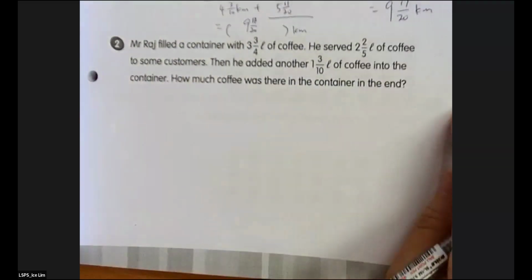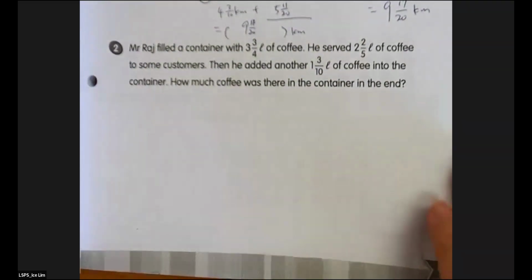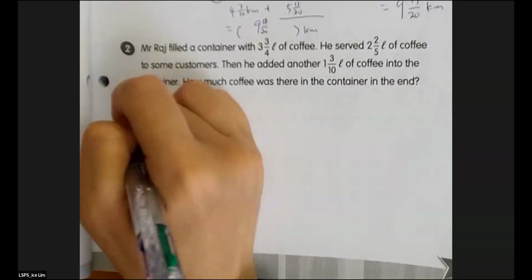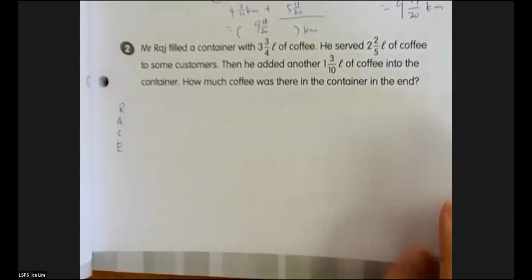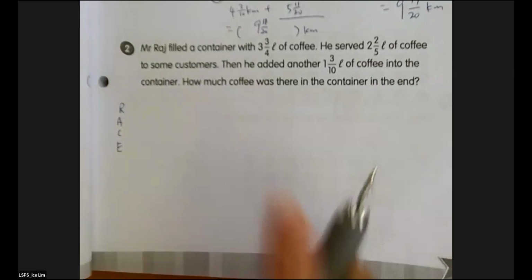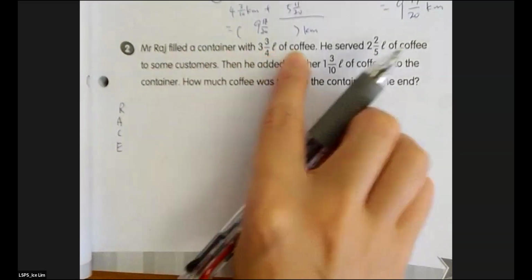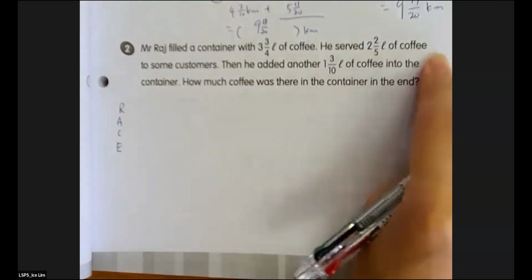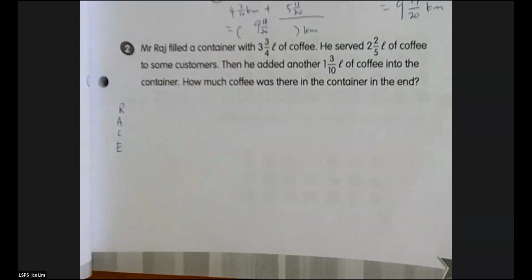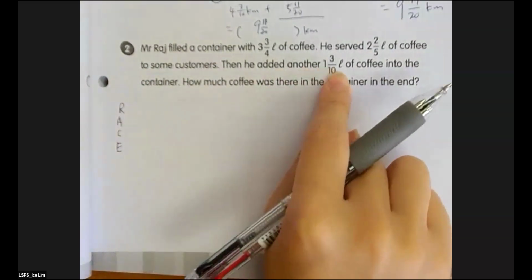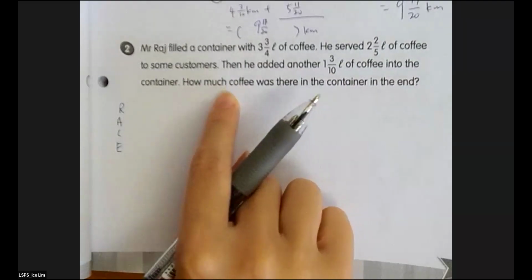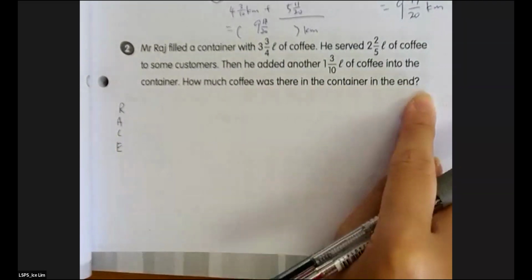Okay, here's the story. Same as before, I can read the story without reading the fractions if the fractions stress me out. Mr. Raj filled a container with some coffee. He served some of the coffee to customers. Then he added another amount of coffee into the container. How much coffee was there in the container at the end?